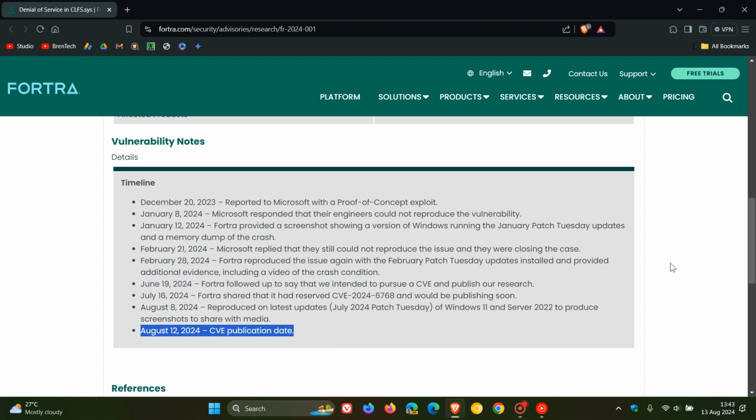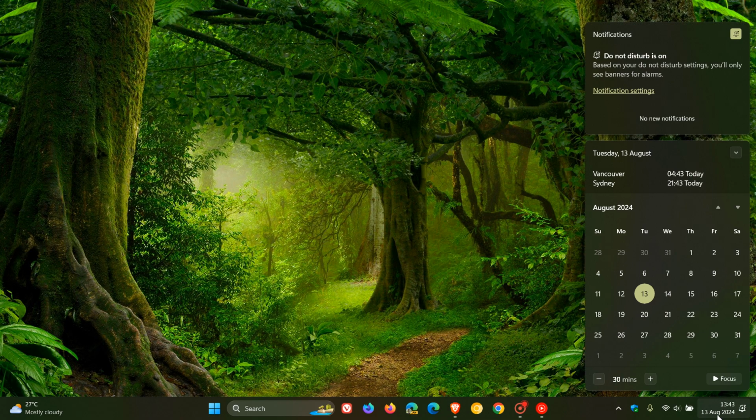And the good news is that later today, actually, in my region, later today, on the 13th, it's the second Tuesday of the month. So we are expecting our Patch Tuesday compulsory security updates to roll out for Windows 10 and 11. And I think if Microsoft doesn't patch it later today, then there's a good chance we will definitely get an update and a security patch for that issue on the 10th of September, which will be the Patch Tuesday for next month, September 2024.